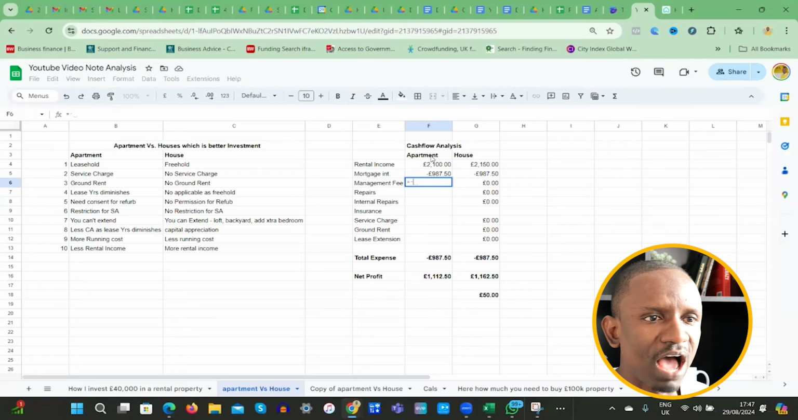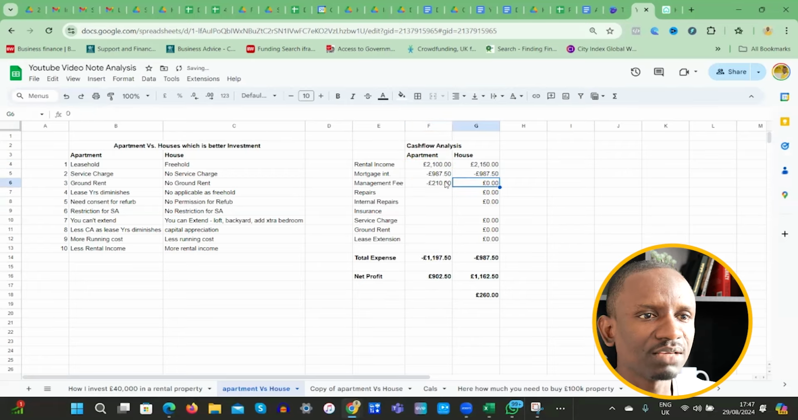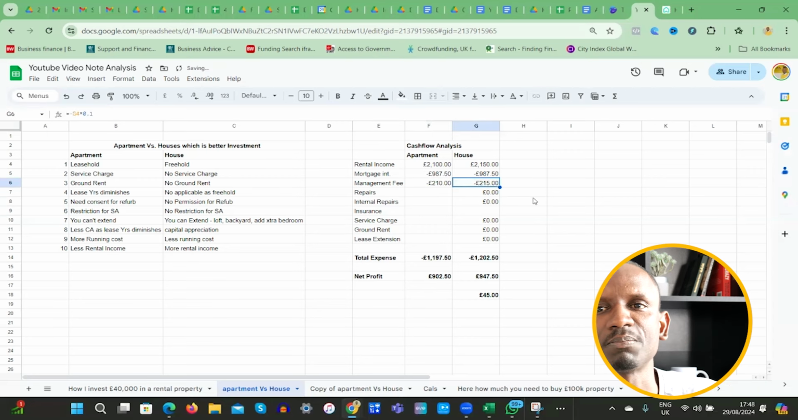If you own a property in the UK and you are an investor or a landlord, you employ an estate agency to manage the property itself. Because at the end of the day, you want to be an investor perhaps, or even if you're a landlord, you want the property to work without you. So a going rate for management fees is about 10%. So if we put 10% of our gross rental income here, that gives us £210 for the apartment, and then £215 for the house.